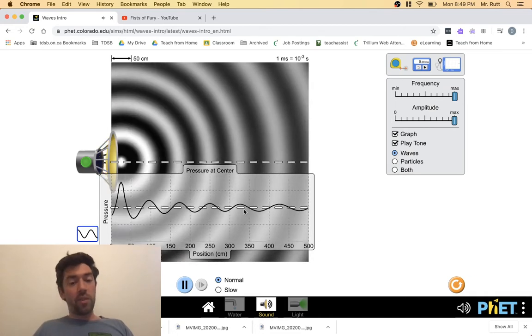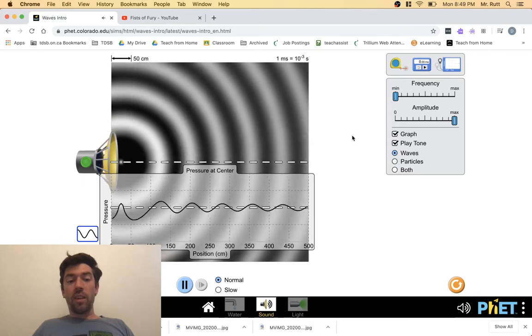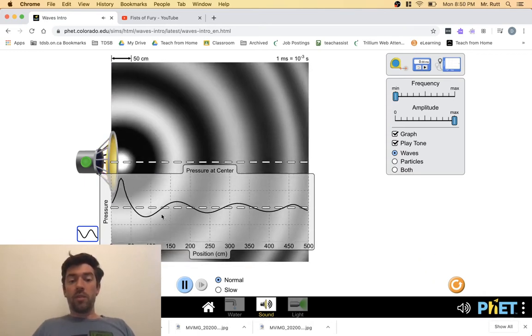So look at the graph. You can see it's more frequent. Turn the frequency down. Lower sound, less frequent.